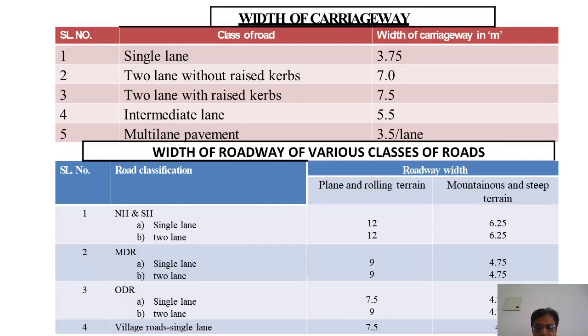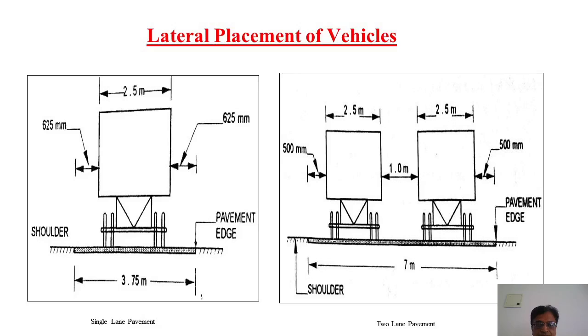ODR, same 7.5 meter and 4.75 meter. Two lane, 9 and 4.75 meter. Village road, 7.5 meter and 4.75 meter. Okay. So this is the roadway width which is prescribed for different road classification and also for different lanes, if it is a single lane or a two lane.